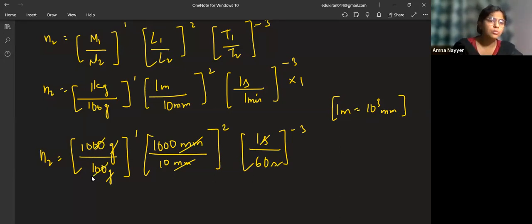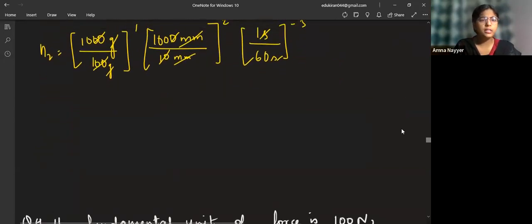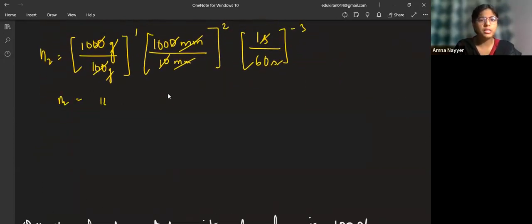Two zeros will also get eliminated. 1000 by 100 will be 10. 1000 by 10 will be 100. So this much is left. Now we cannot cancel. Now see what all things are left. We just have to find out the answer. So N2. From here, we only have 10. 100 into 100. That becomes 10 to the power 4.